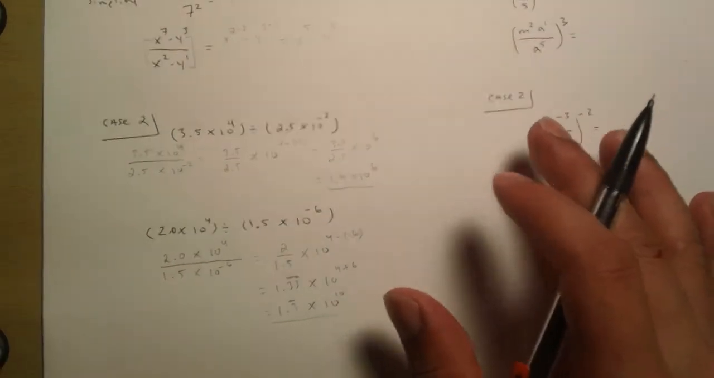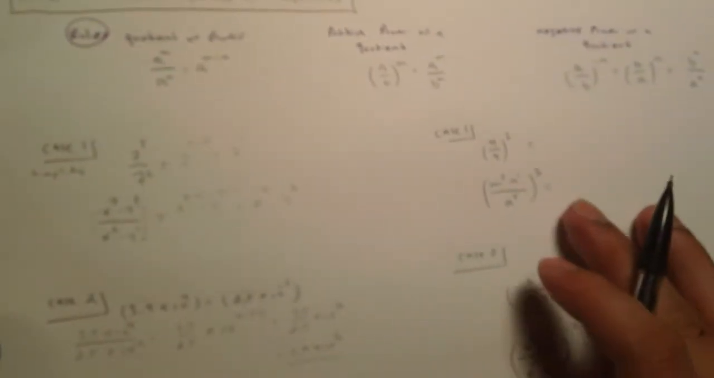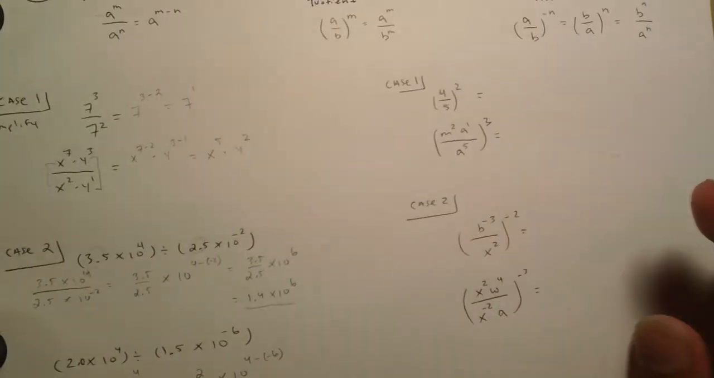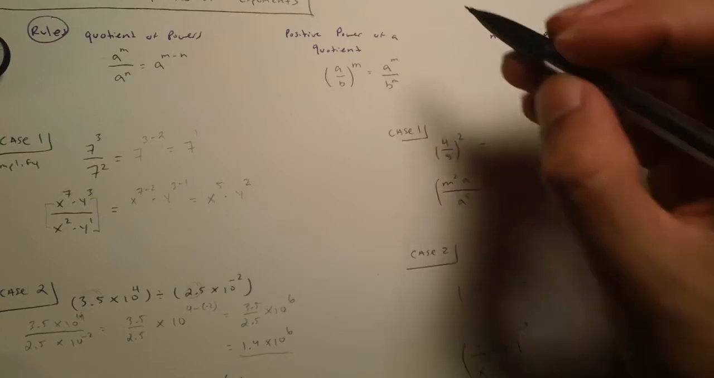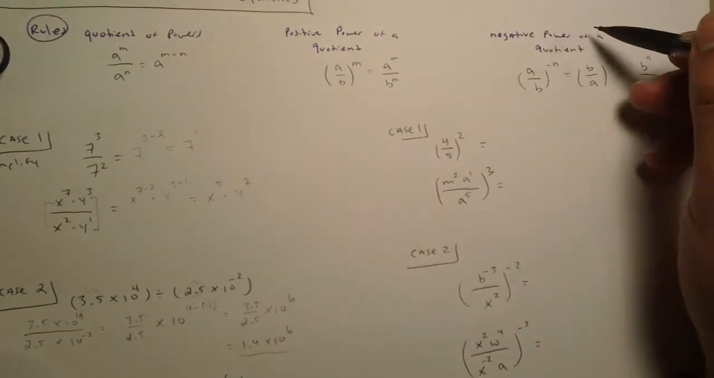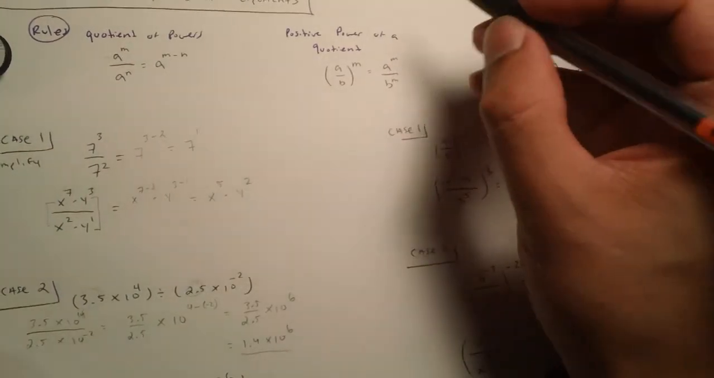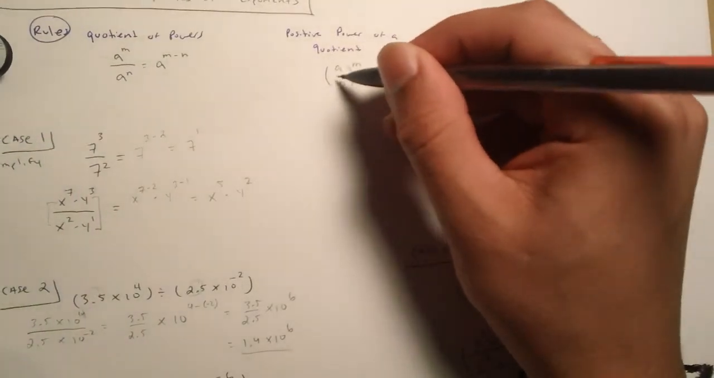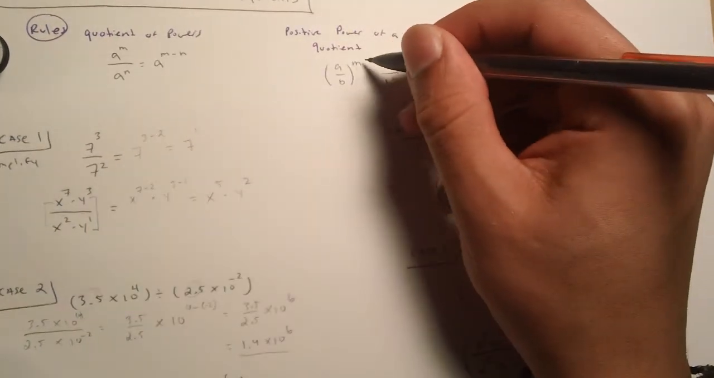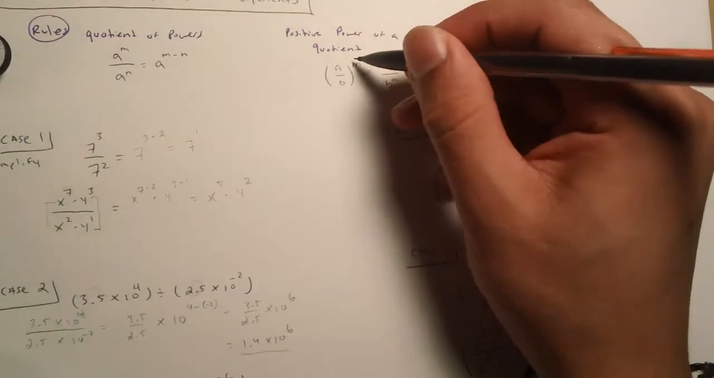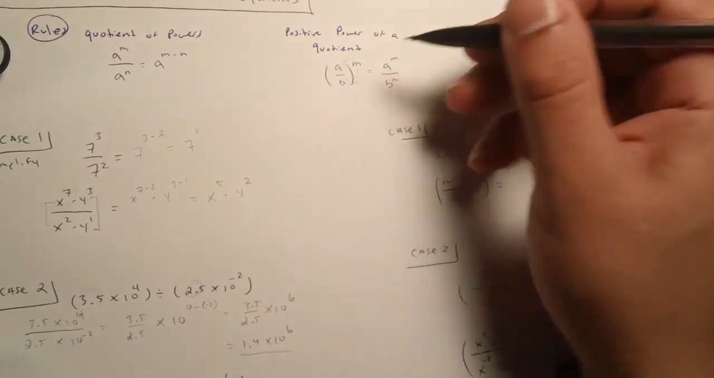Okay, so continuing on. Let me just move the camera. In the next part, we have positive powers of a quotient and negative powers of a quotient. Now, for positive powers of a quotient, whenever you have a fraction inside the base, or multiple terms inside the base, you have the exponent m on the outside, and you would just need to distribute it to every single term that's inside the base.